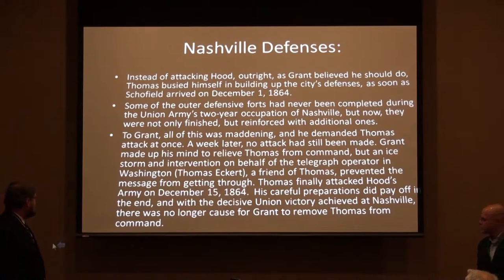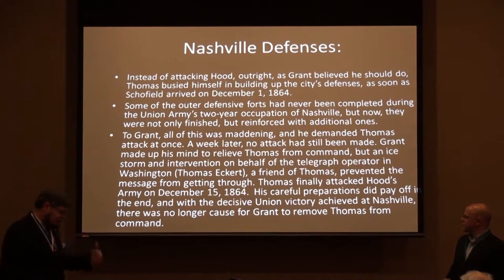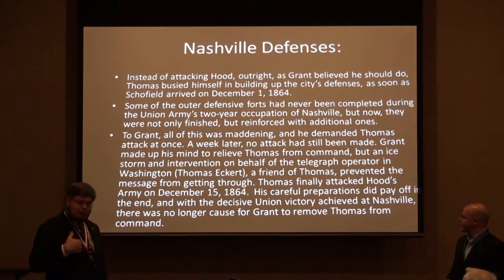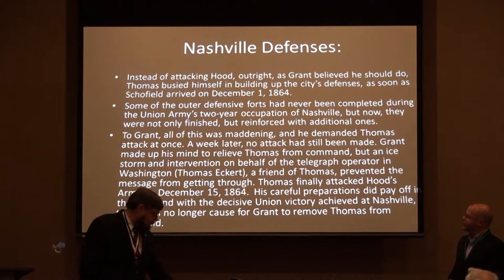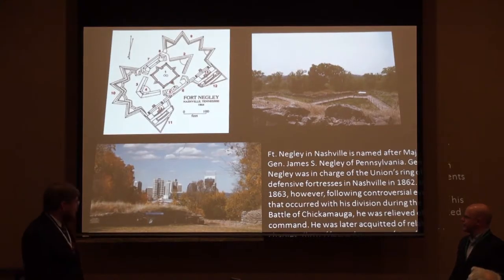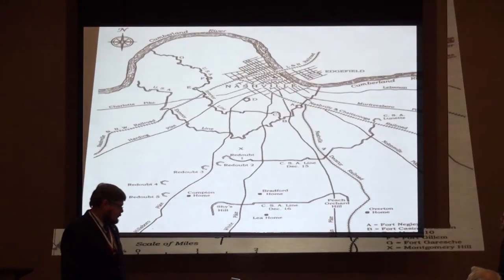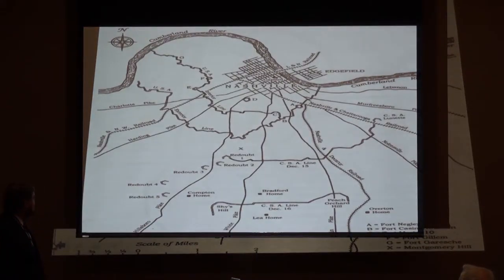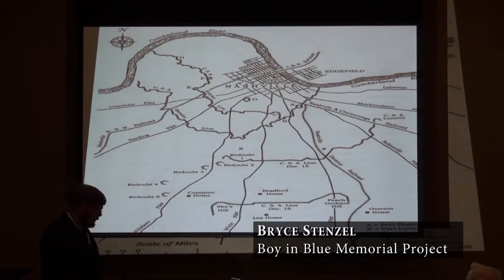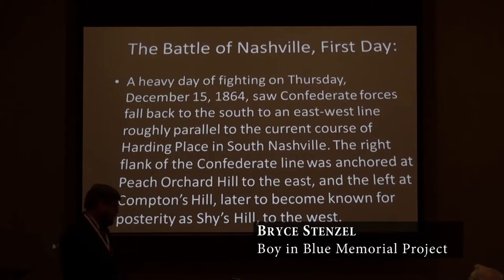Thomas finally attacked Hood's army on December 15th, as you know. His careful preparations do ultimately pay off. That's what leads to the victories, particularly on the second day. There you have Fort Negley, which we visited. There you can see the inner and outer lines of defense. Some of the places that we visited today, actually Fort Negley is over there where it's marked letter A.